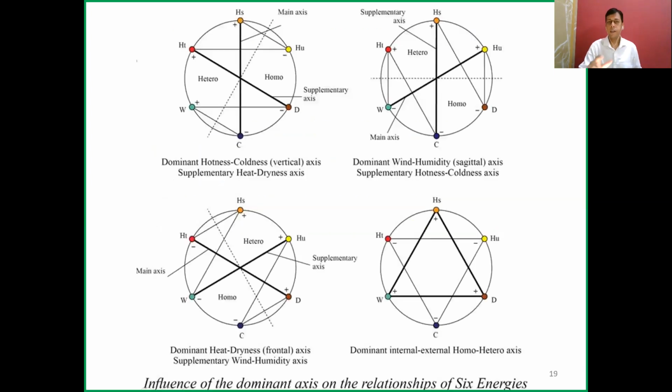So in the 6 key, there are 4 different kinds of constitution based on different axes. We are going to discuss the vertical axis, then the sagittal axis, then the frontal axis, and the internal, external, homo, hetero axis. So there are 4 different kinds of constitution. So we will learn how to find the constitution, how to harmonize the constitution, and how to give the name of the constitution.